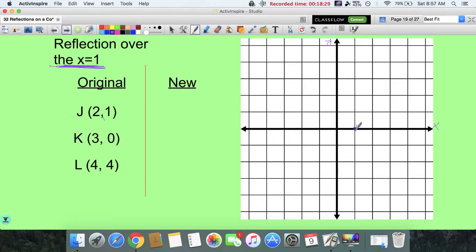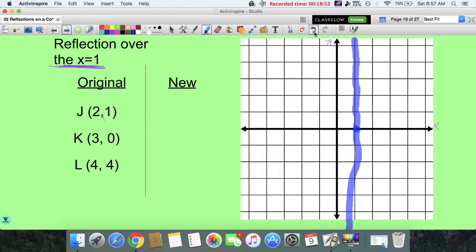Positive 1 would be right here. We'll make a little line like that. Right? That's where 1 is. 0, 1, 2, 3, 4, 5. So here's 1. So we're going to reflect it over that. So x equals 1. I'm going to extend x equals 1. I'm going to extend that line. This is x equals 1. Let's extend that line.